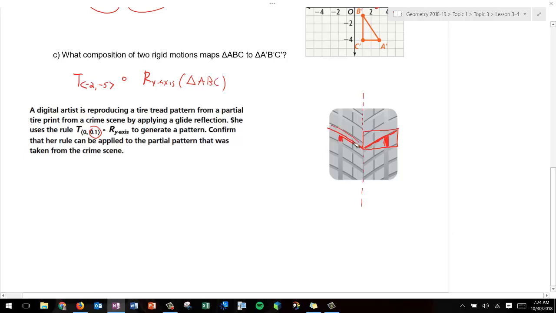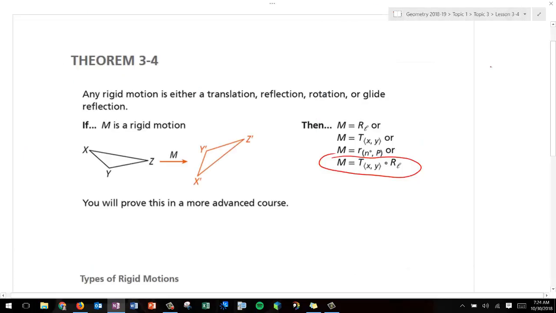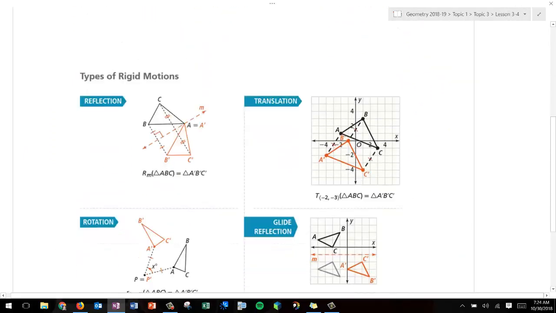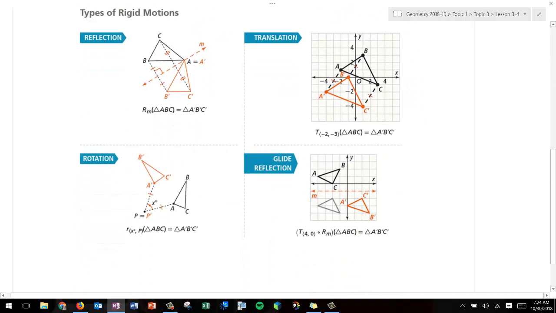I'm going to take away my terrible drawing so you can see it. If it reflects across that y-axis and then slides up just a little bit, it fits perfectly. So this is a rule to perform this transformation. So we've got our 4 different types of transformations: our reflection, our translation, our rotation, and our glide reflection. A flip first and then a slide.